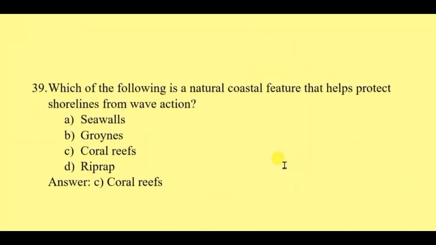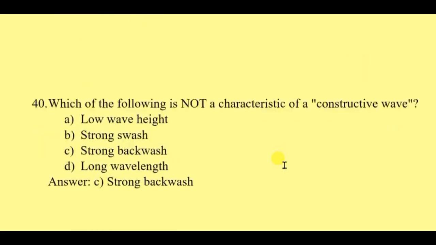Question 39. Which of the following is a natural coastal feature that helps protect shorelines from wave action? Seawalls, groinage, coral reefs, riprap. And the correct answer is coral reefs.